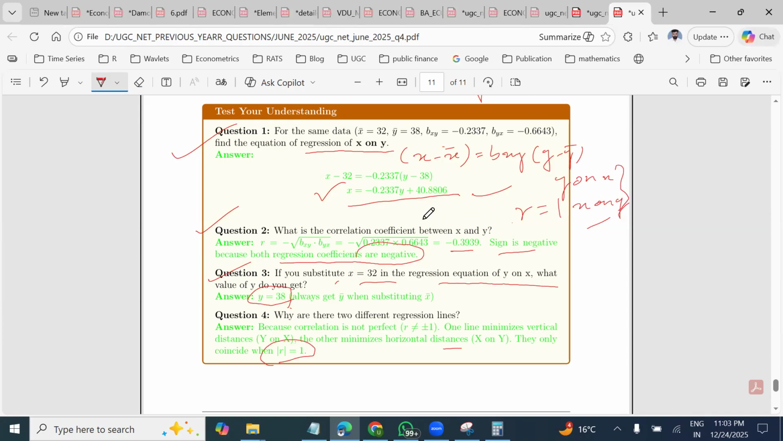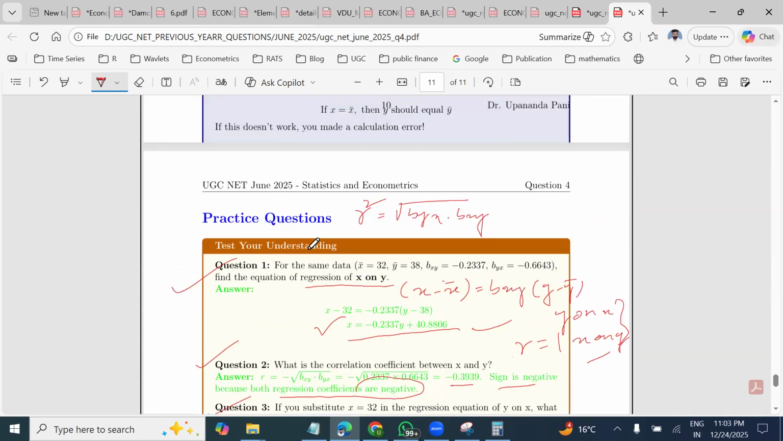Understand that? Yes, sir. If your correlation coefficient is 1, it means there is perfect correlation. Then what is the importance over here? We are discussing in depth. Then you cannot have y on x and x on y, two regression lines. You will have only one regression line, either y on x or x on y. Yes, sir. Right. So that is the end of this question.